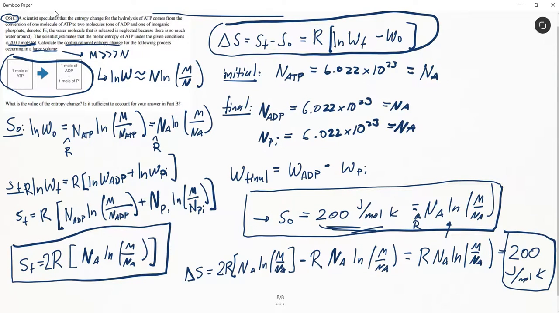The next part of the question asks, is this sufficient to account for your answer in part B? I believe the entropy change for the hydrolysis reaction in part B was 133 joules per mole Kelvin. And since 200 is greater than 133, we can say that the entropy change is sufficient to account for the observed entropy change. Hopefully this makes sense.